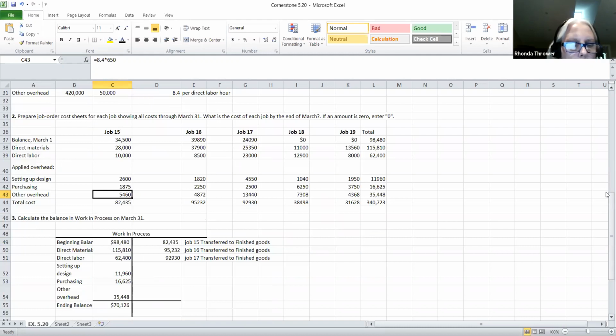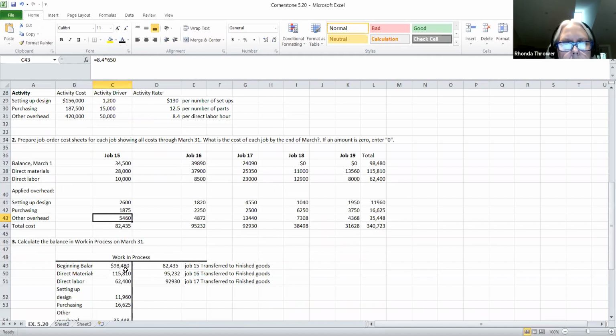For the balance, you're going to start with your beginning balances. Notice that I have a column here that I added to each one of my job cost sheets that just shows the total for the period of time. I've added the total of all my jobs, the beginning inventory, and that amounted to 98,480 that I posted to this ledger account. That was our beginning balance that was brought forward from last period.